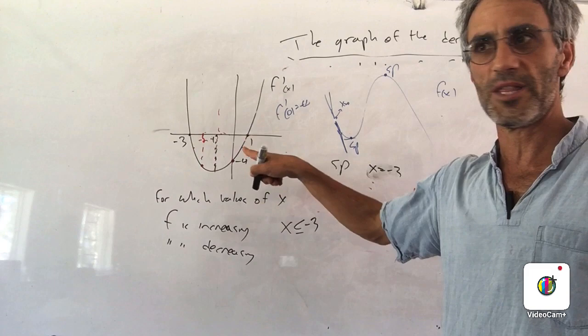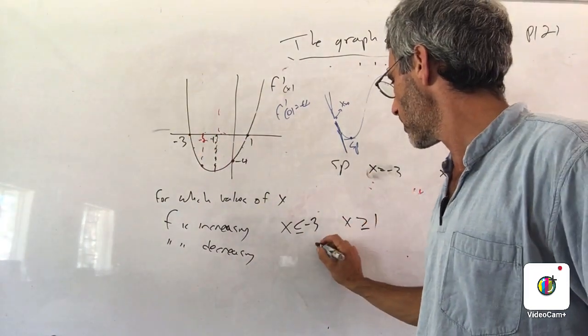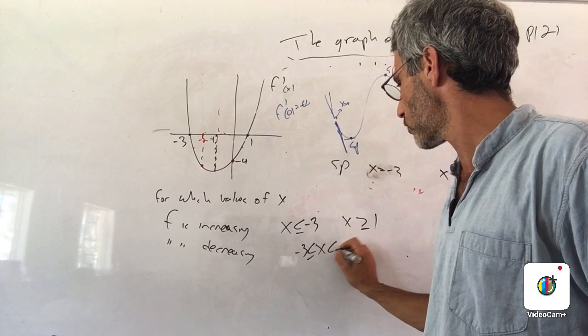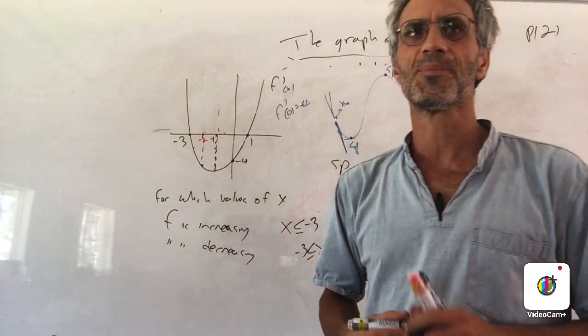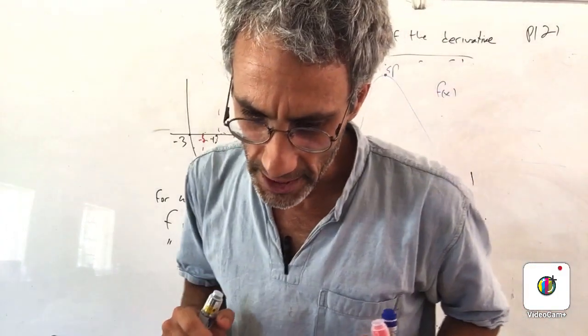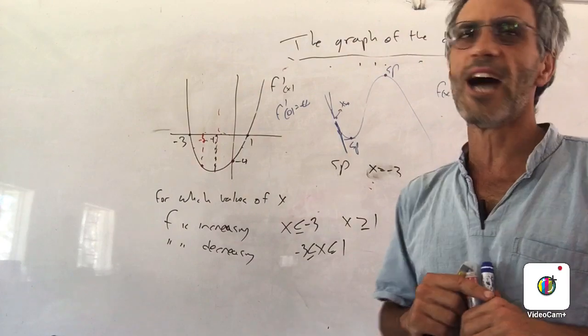When the gradient is negative, that means between minus 3 and 1. Okay, so it's going to be larger or equal to minus 3, smaller or equal to 1. Just going to check, yeah, we're fine. Okay. Next question is f concave up or concave down?